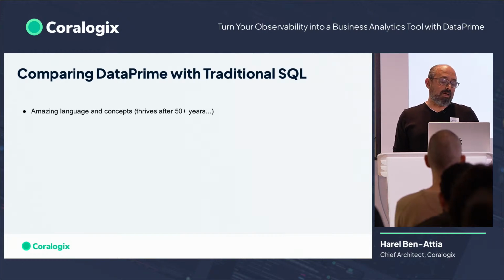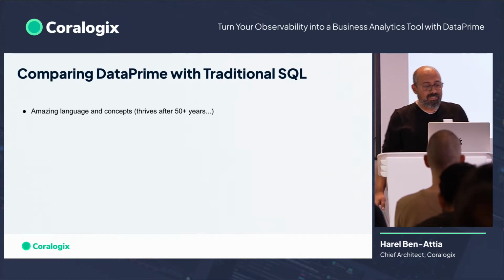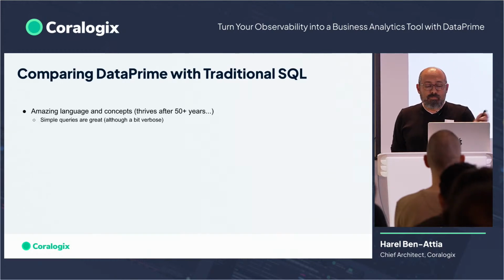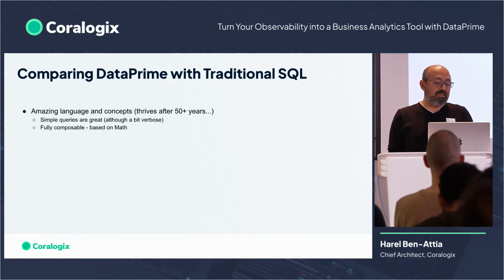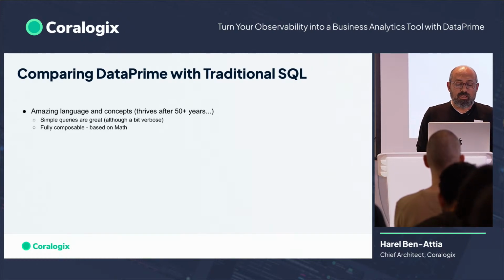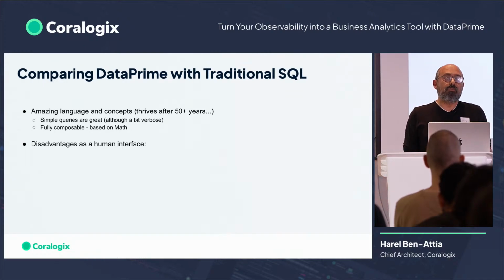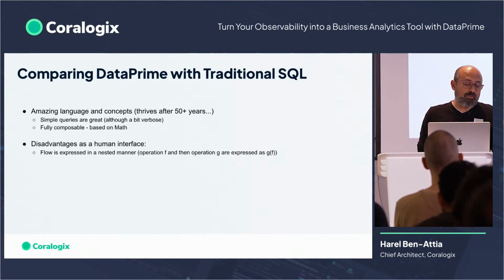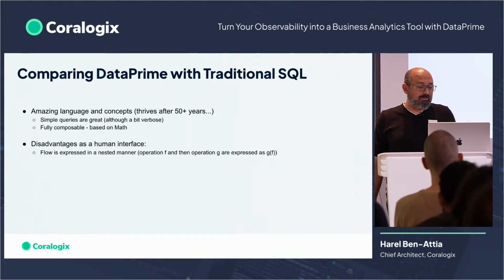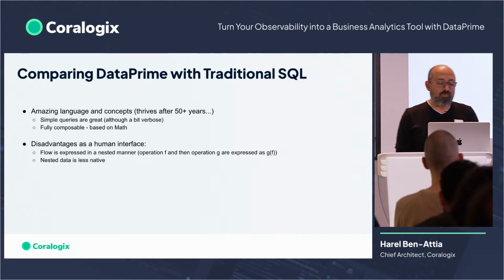So comparing DataPrime with traditional SQL, I have an open source project which is SQL related. I love SQL. It's an amazing language and amazing concept. Simple queries are obviously great, a little bit verbose sometimes, but fully composable. But it has several disadvantages as a human interface. First of all, it's related to what we just mentioned about the flat mindset. Flow is expressed in a nested manner. F and then G are actually expressed in a mathematical way, like G over F.